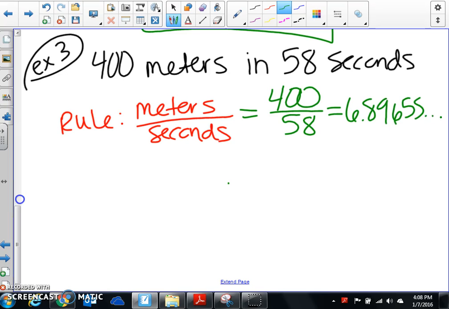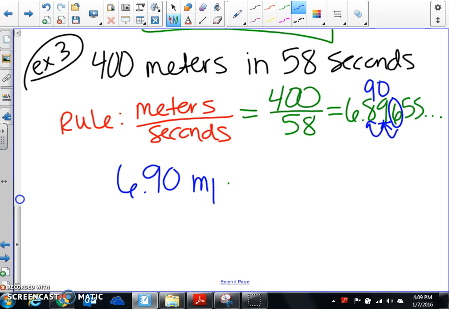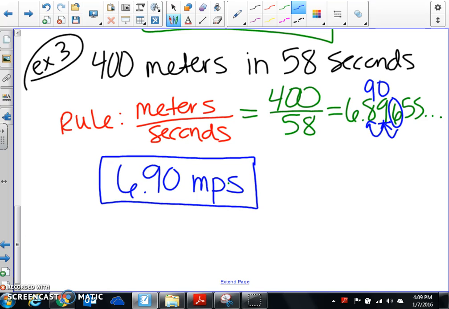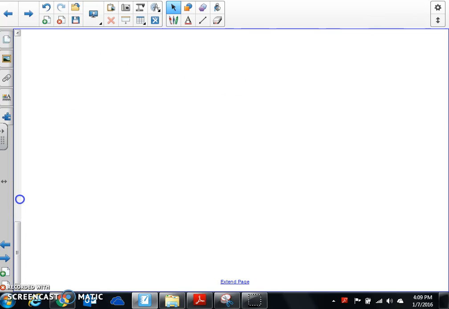6.89655... All right, we're going to round it to the nearest hundredth, not because it's money, but just in general. It's always a safe bet. All right, I look at that 9. My circled number is a 6, so it's going to bump this 9 up. But the only thing greater than a 9 is 10, right? The number after 9 is 10. So that actually bumps this up. So this is actually going to be 6.90, so let's just go ahead and put that 0. Meters per second. All right, now that's just straight up unit rate.